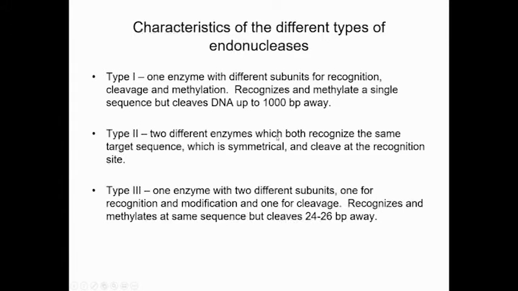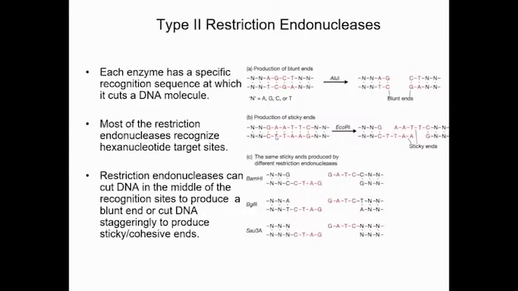Normally the restriction enzyme will recognize a symmetrical sequence and cleave at the recognition site. So here is an example. AluI recognizes AGCT, which is symmetrical. If you look at the bottom strand, it's also AGCT. So this is the target of AluI, and AluI will recognize this sequence and cleave the phosphodiester bond between G and C, and that produces a blunt end DNA molecule.